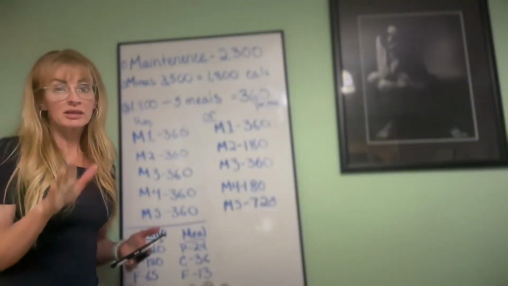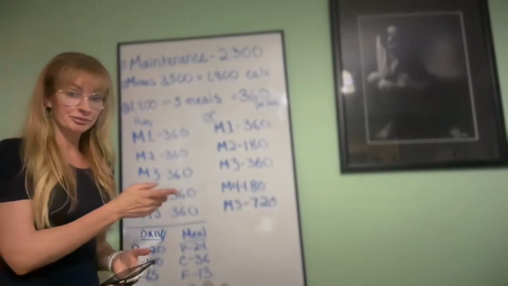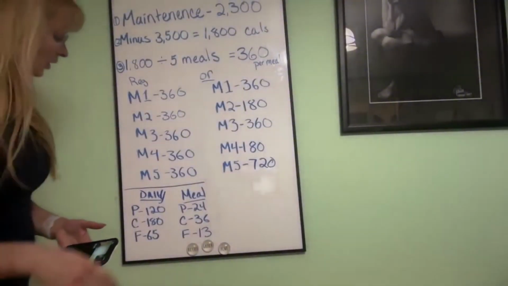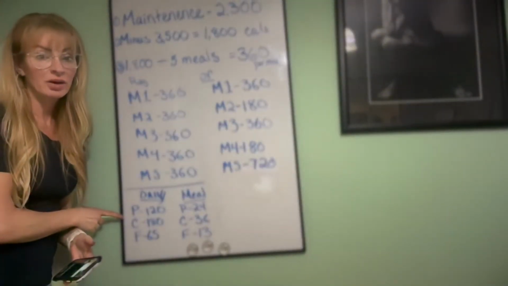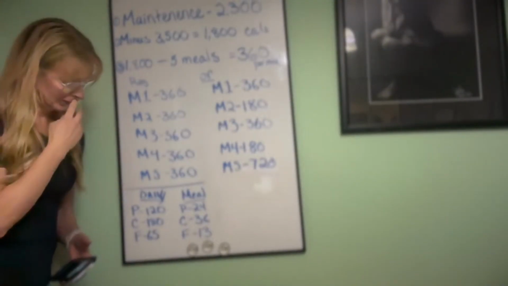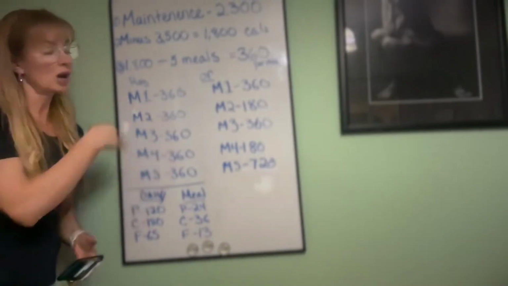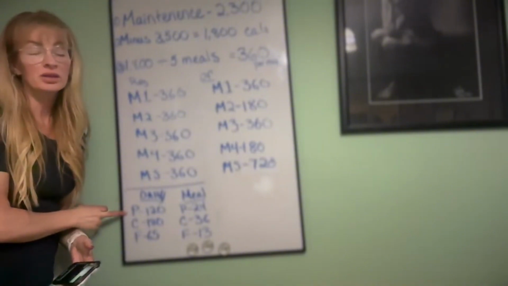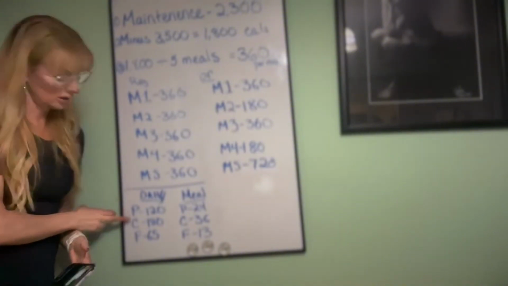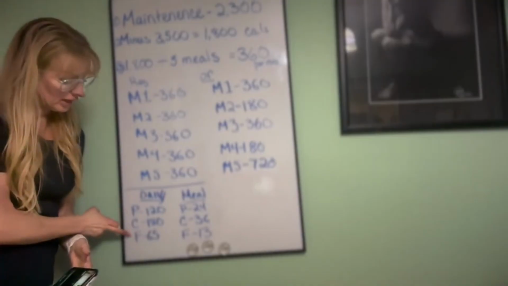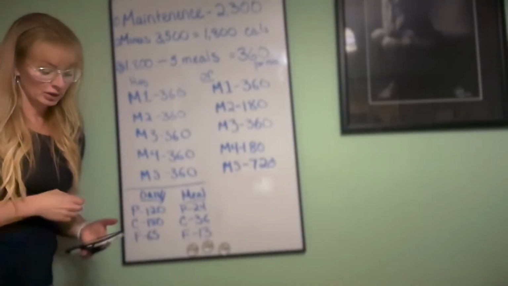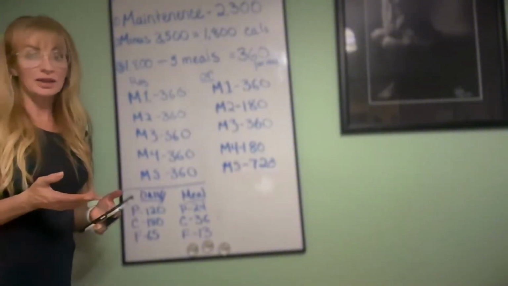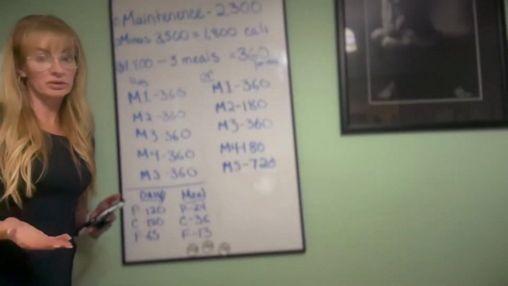Before I go into the customizing, I want to talk about the macro breakdown here. And let me just move my camera so you can see. Okay, so here we have our daily calories at each day, and we talked about this in the last video. I want to have 120 grams of protein, 180 grams of carbs, and 65 grams of fat. The reason why I chose that is just because I like that breakdown. You can shift and move your macros any way you want.